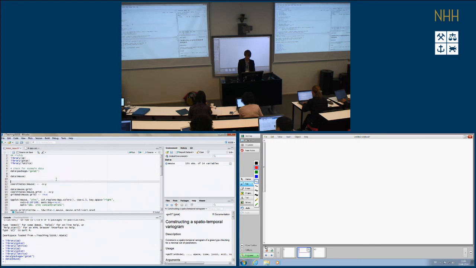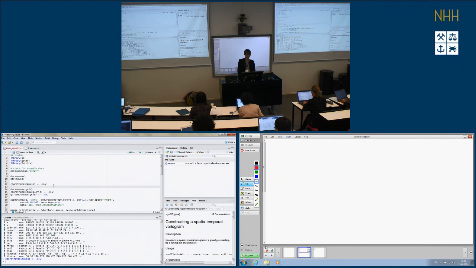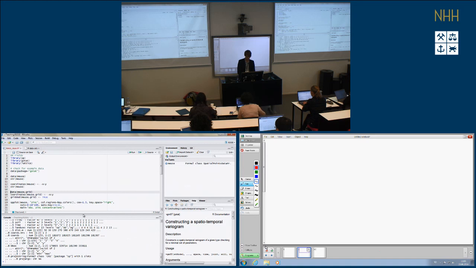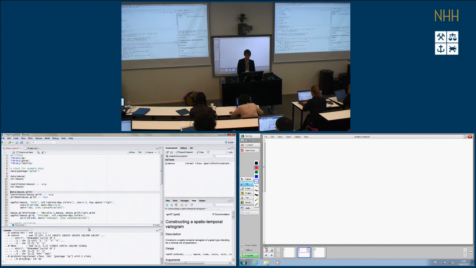But for now it's still a data frame. If you say str for structure of meuse, you get the structure that has been shown here as well, and it says it's a data frame. But once we say coordinates and tell which columns in the data frame are the coordinates, it changes its object type. And we get a longer list of possible slots: a data slot, coordinates, bounding box, and proj4string, which is empty in this case because we didn't define it. And now it's spatial data that we can work with.